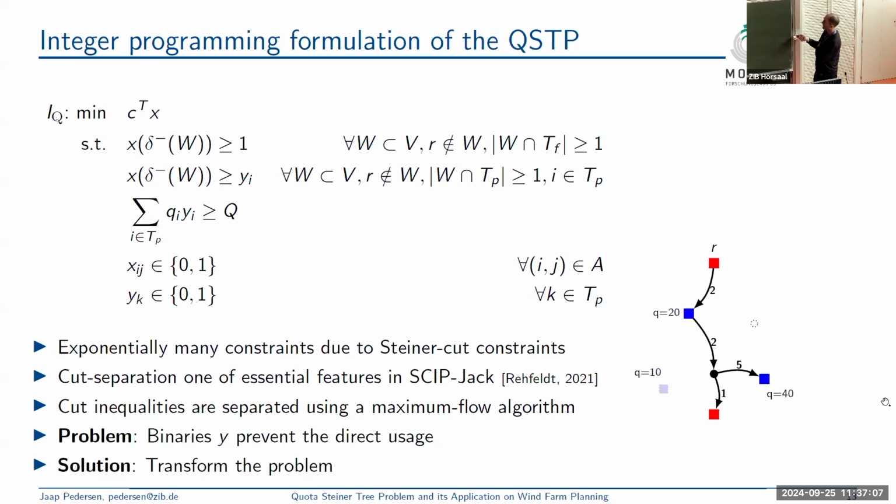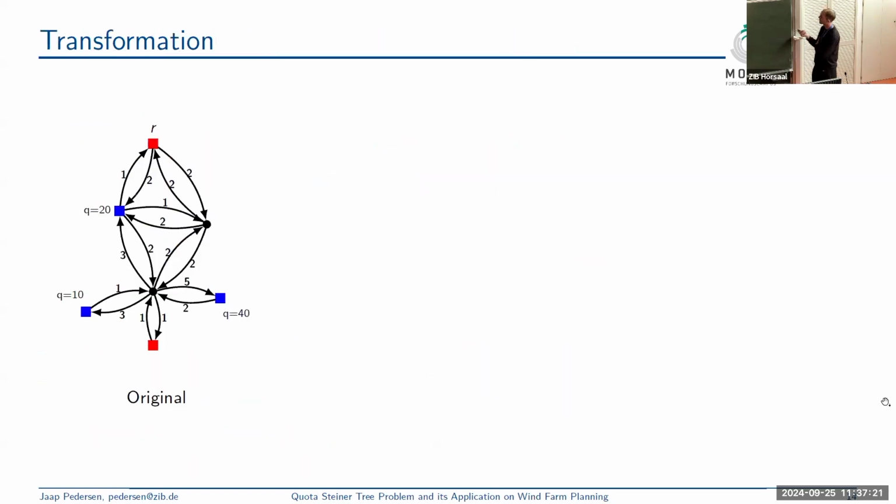So the problem now is that the binaries y prevent the direct usage of this algorithm. So what we did was not to adapt this very well-working algorithm, but to transform the problem. How do we do this? This is our original graph with fixed terminals and potential terminals. These ones are the y variables.